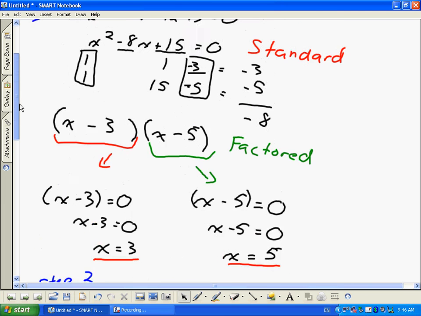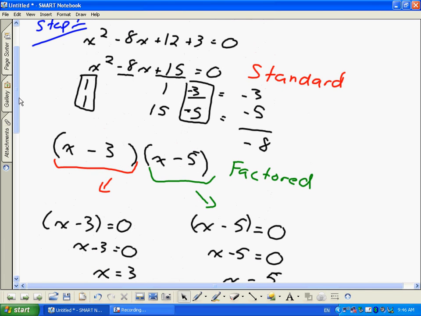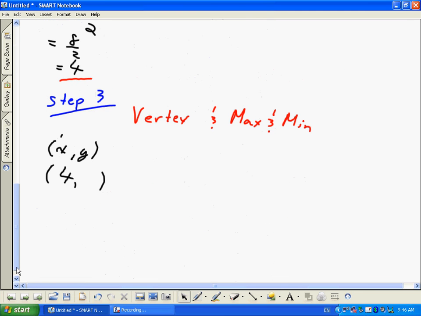So if we go all the way back up here, our standard form was like this. X squared minus 8x plus 15. So I'm going to bring that down here. X squared. Did I say minus 8x, guys? Yeah. Minus 8x plus 15. That was our standard form. Okay?